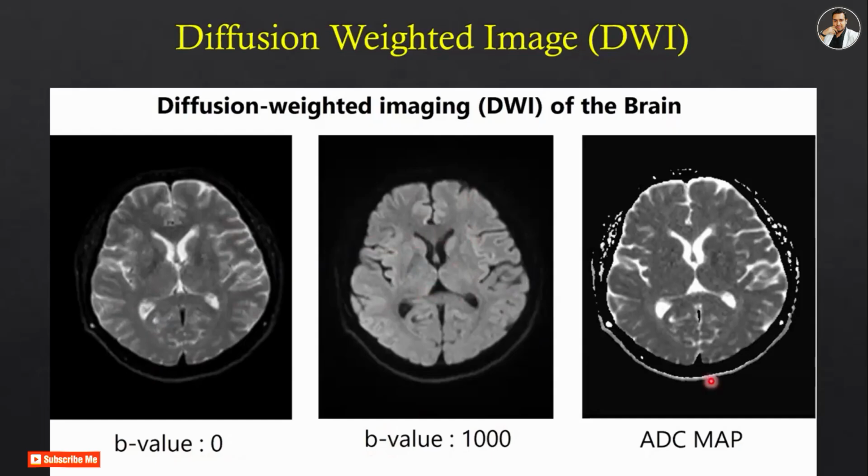Another will come as ADC. We don't print ADC, we print ADC only if the radiologist wants it. With one diffusion scan, these 3 series will come. Of these 3, we only print the B value 1000.